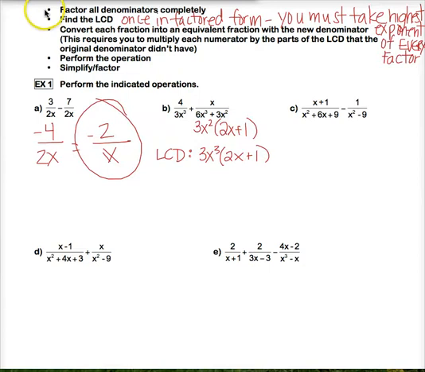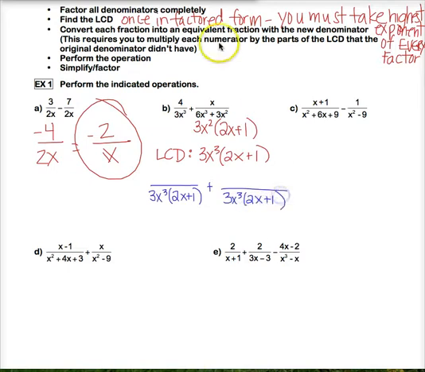So, I did step 1. I factored all the denominators. I found the LCD. Now I need to do the work. I need to convert each fraction into a fraction with the new denominator. So I'm going to use a different color here to make it stand out. So my new fractions are both going to have the denominator of 3x cubed times 2x plus 1. And this one was addition.